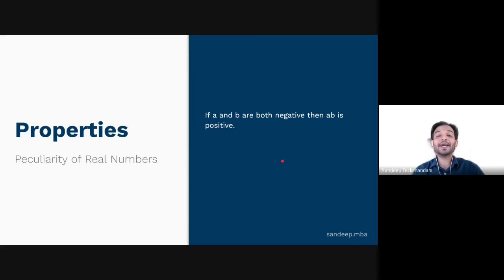If A and B are both negative, then AB is positive. For example, if A is equal to minus 3 and B is equal to minus 5, then AB is equal to minus 3 times minus 5. We know that negative times negative is positive. Therefore, the answer will be equal to 15.